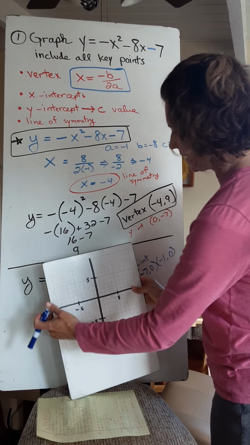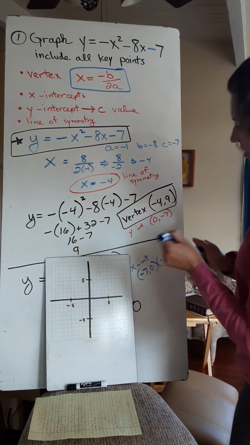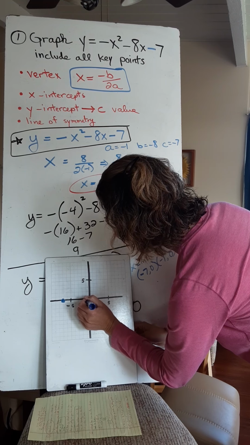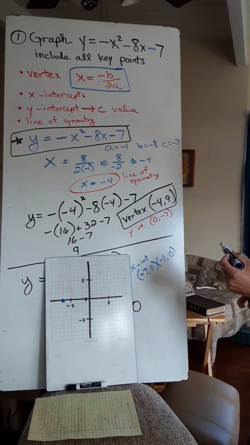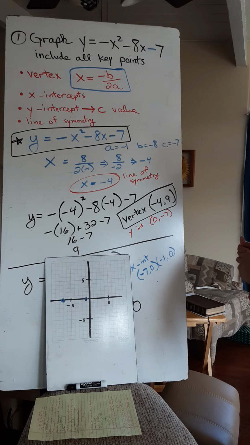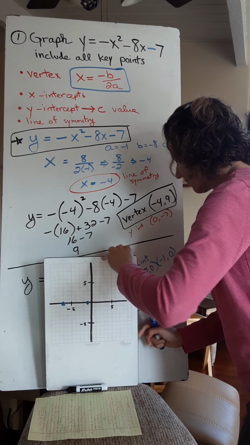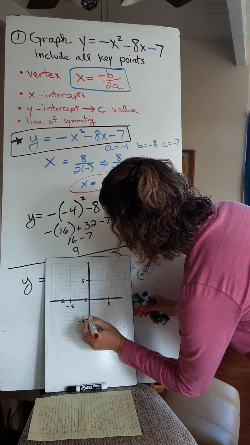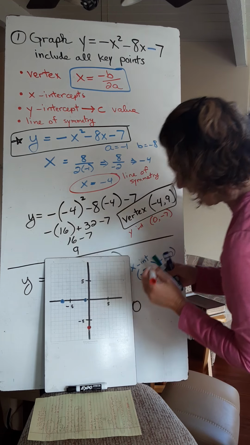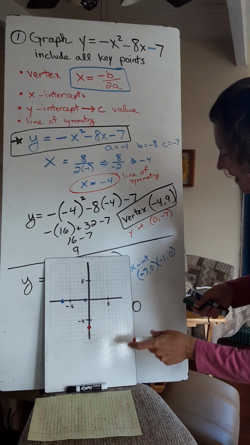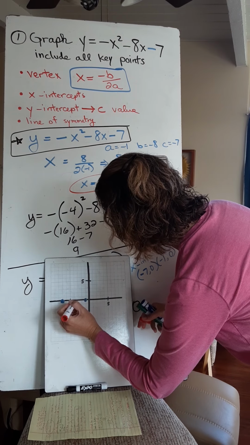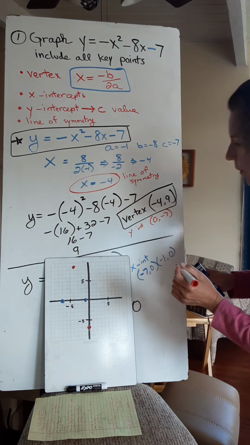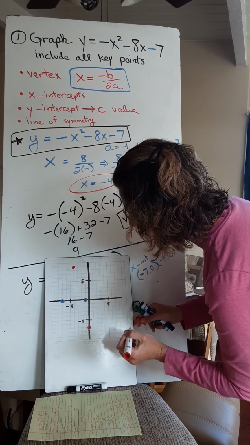When we go to graph this, all of our information's already here. -7, 0 is an x-intercept. -1, 0 is an x-intercept. Our y-intercept was -7. I will do that one in red. Our y-intercept is -7. Our vertex was -4 and 9 all the way up here. So this is going to be our parabola.